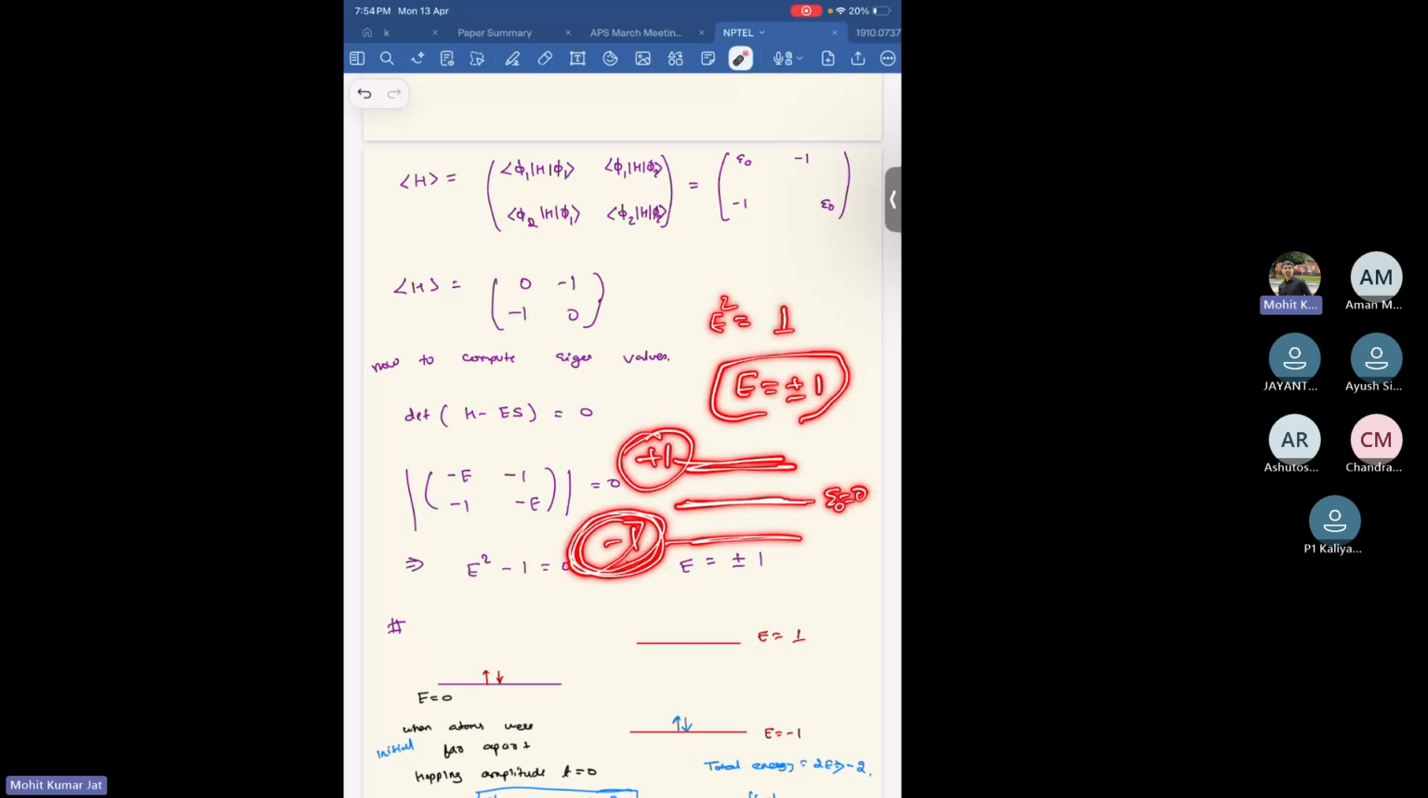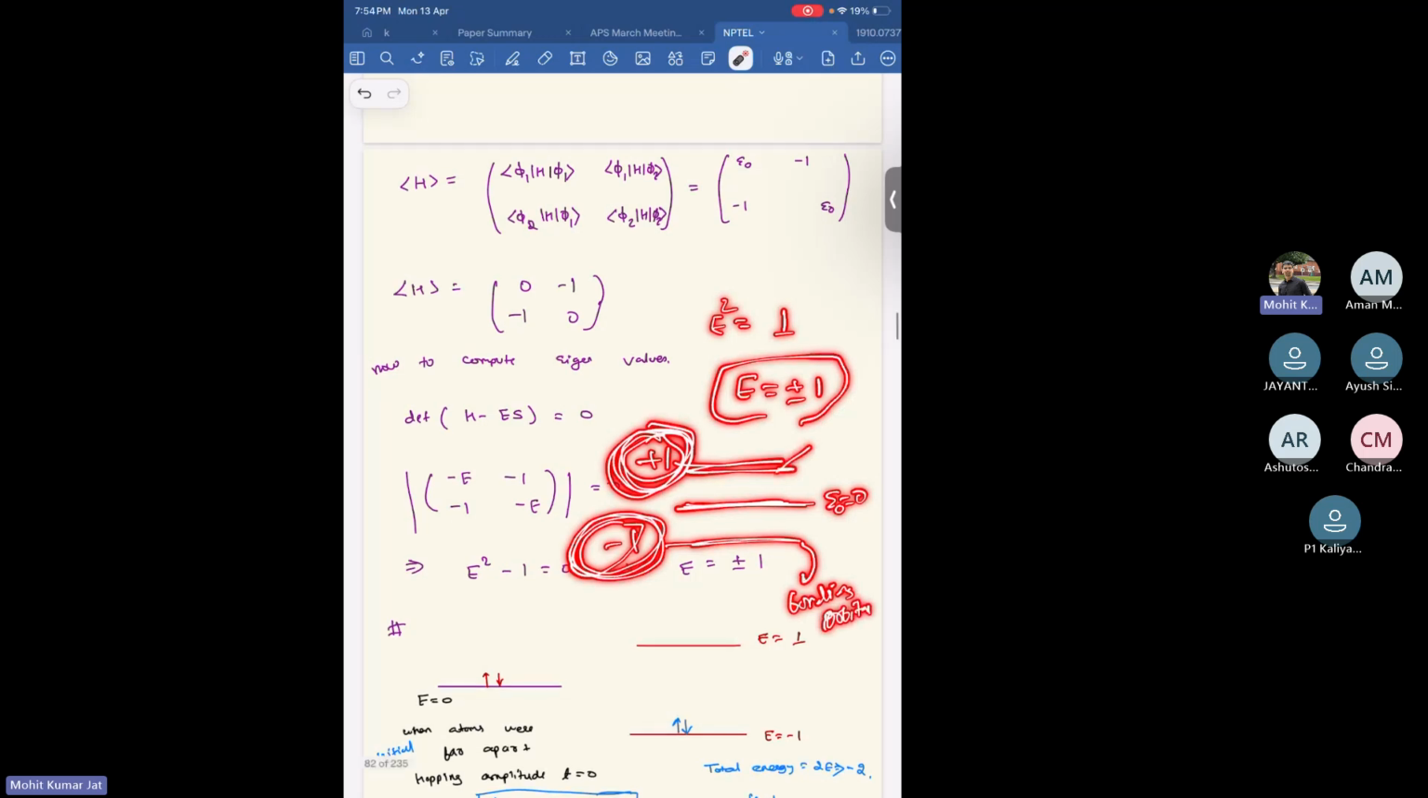Then if you bring 2 hydrogen atoms near, this is what we call bonding. This is the lower energy bonding orbital, and this is what we call anti-bonding orbital, which is of the higher energy.